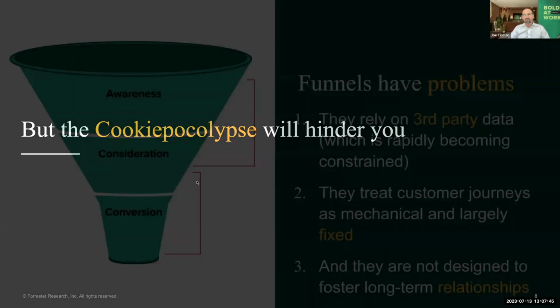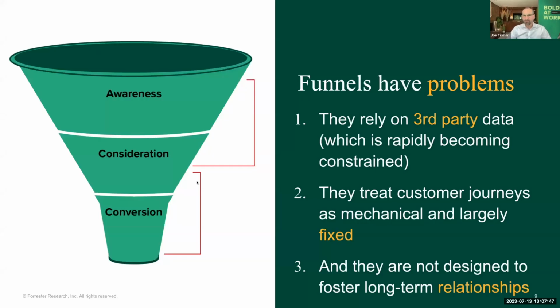Let's go to the next. Now, the next chapter of your customer engagement story must start with a cold observation. And that is, despite talking so much about storytelling, most brands' experiences are just funnels. They use the shopping flows that came with the platform. And the problem with funnel world is that, number one, it relies on third-party data, which is rapidly becoming constrained. Number two, it treats customer journeys as mechanical and largely fixed. And number three, it's not designed to foster long-term relationships. Funnel world looks like a catalog. And in funnel world, the purchase journey is search, list, detail, and then entice a click on the buy button.